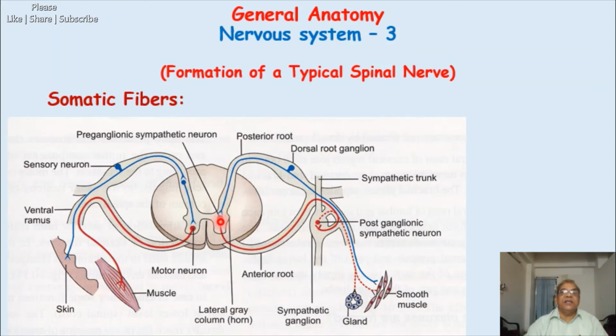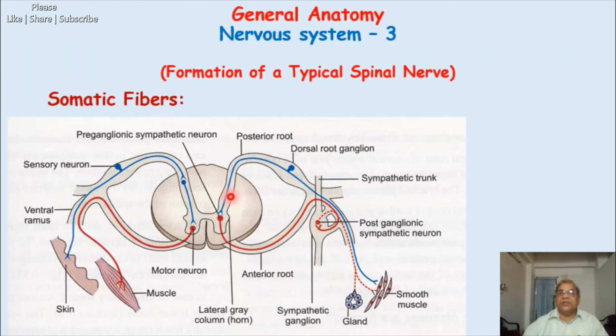Sometimes it may directly end onto the motor neurons, the preganglionic sympathetic motor neuron in the lateral horn. When it ends in these sensory neurons located in the dorsal horn of the spinal cord, the fibers arising from this neuron of the dorsal horn will ascend up to go to the higher center, for example to the hypothalamus.